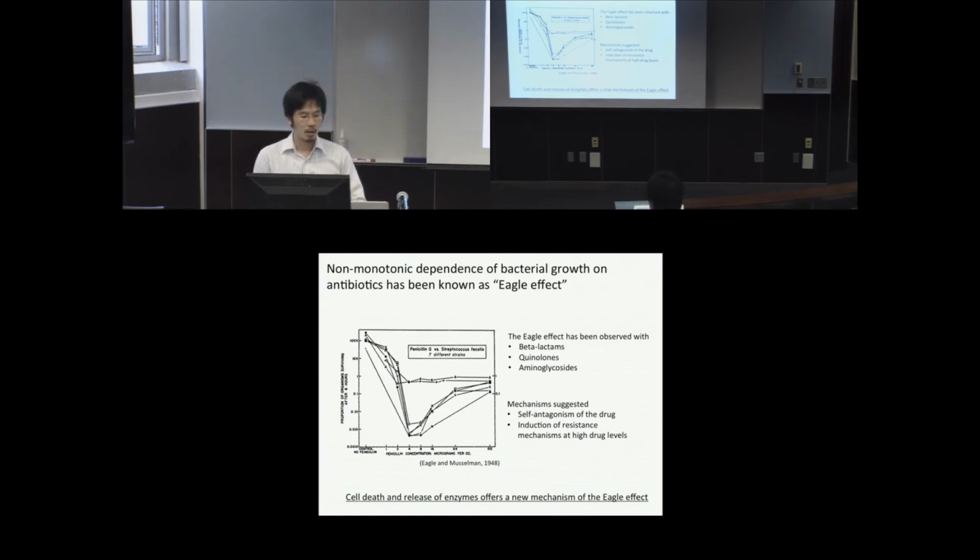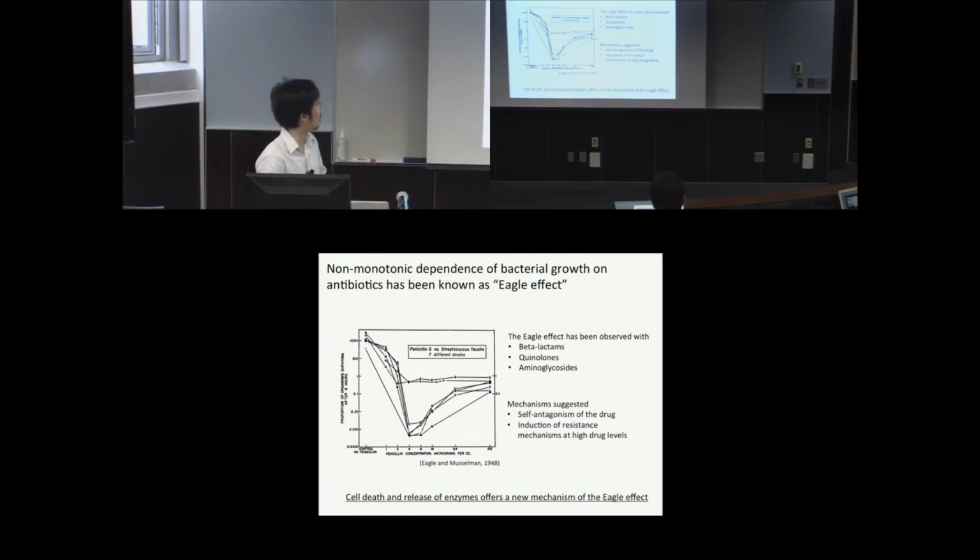Later, different groups found similar phenomena not only in beta-lactams, but also in quinolones and aminoglycoside antibiotics, and not only in this Streptococcus strain, but in different species of bacteria. A few mechanisms have been suggested. One, which is kind of obvious, is self-antagonism of the drug: when the dose becomes higher, the drug itself becomes ineffective. The other is that some resistance mechanism against that drug is induced only at high drug levels.